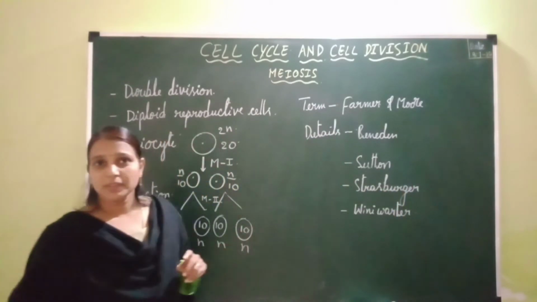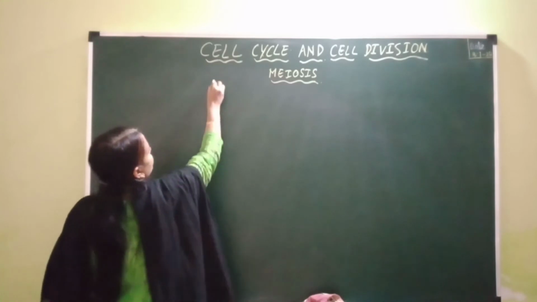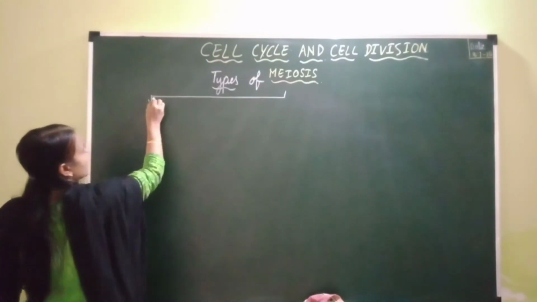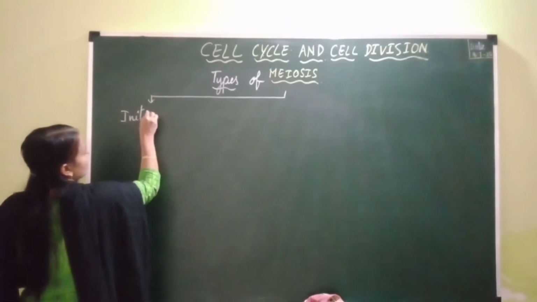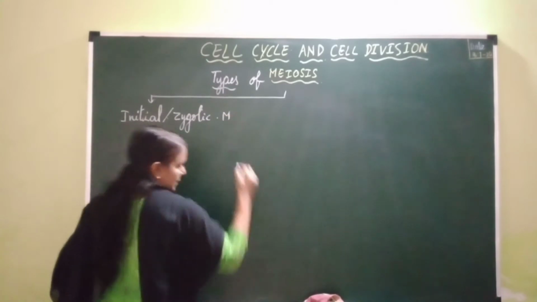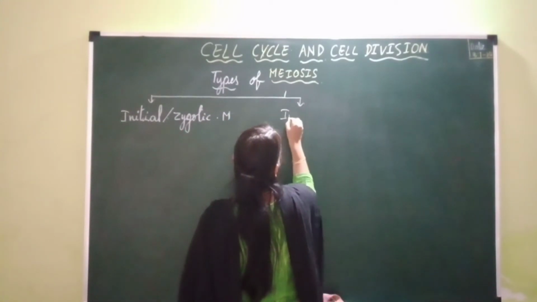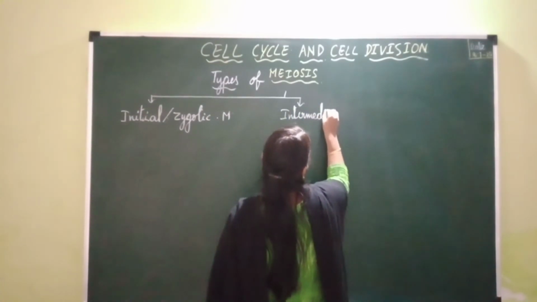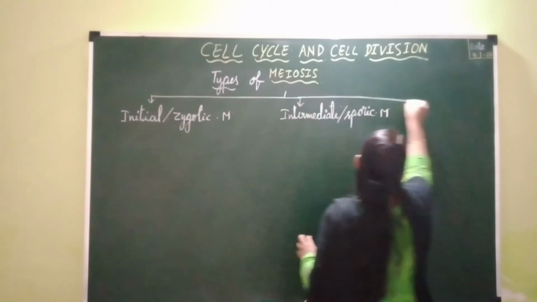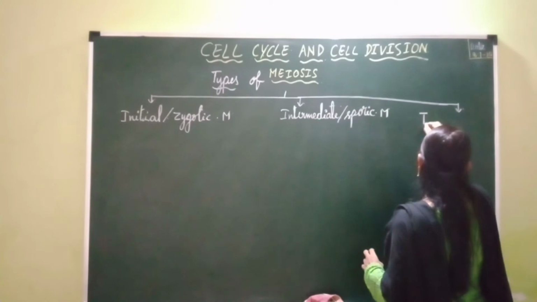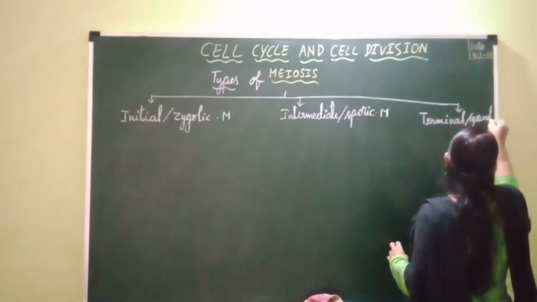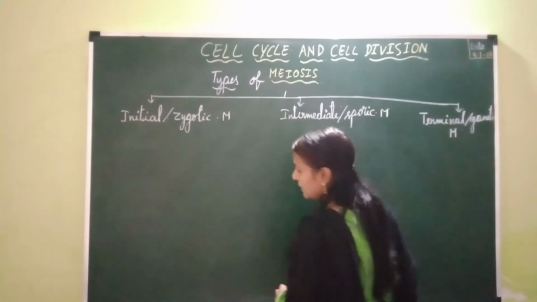Okay. Now let's start with the different types of meiosis. Meiosis is of 3 different types. They are initial meiosis or zygotic meiosis. The second type is intermediate or sporic meiosis. And the next type is terminal or gametic meiosis.